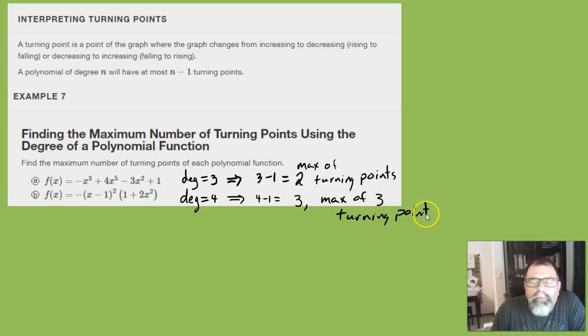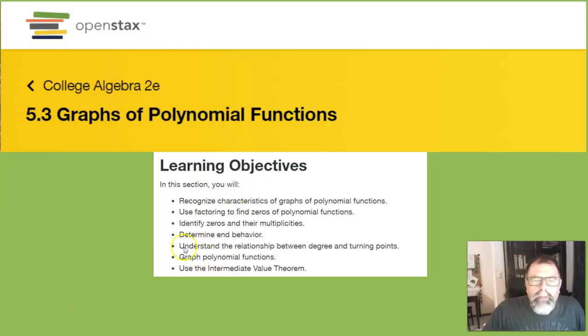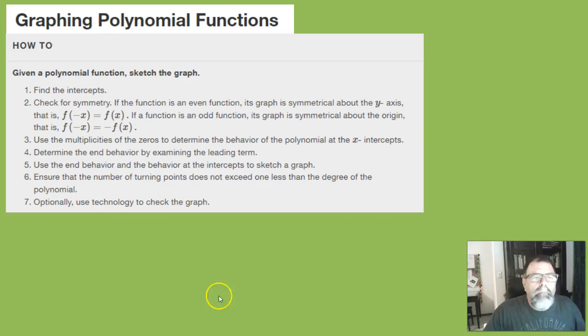Doesn't mean we will have 3 turning points, but we can have up to 3, no more than 3. Okay, now to our next learning objective, graph polynomial functions. How to, given a polynomial function, sketch the graph. So your first step, you want to find intercepts, find the x-intercepts, the y-intercepts.